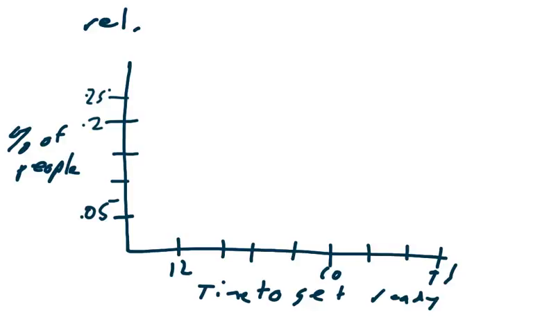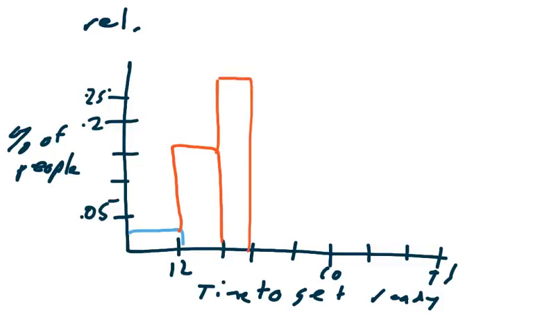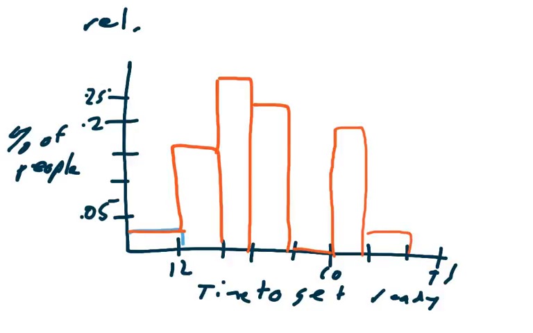So 0.03 is there. 0.152 is there. 0.272 is there. 0.242. I don't know why I made the first one blue and the rest of them orange. 0. 0.182. And 0.03 and 0.091. And this is your relative frequency. It looks just like the histogram. If we would have done number of people, the shape would have looked the same as long as we made the intervals the same.